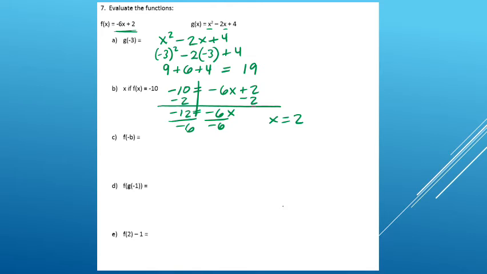And again, I can always check that. I could plug in a positive 2 up here as an input. So negative 6 times 2 would give me negative 12. Negative 12 plus 2 would give me negative 10. Right? That would verify that that solution is correct.